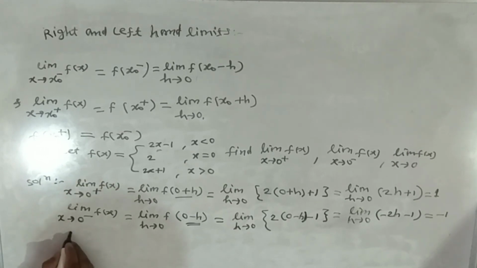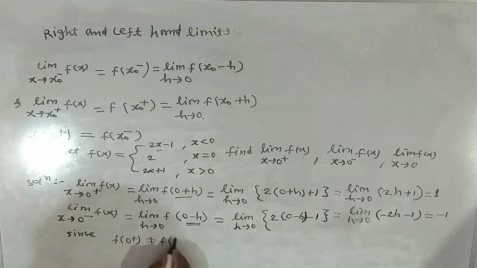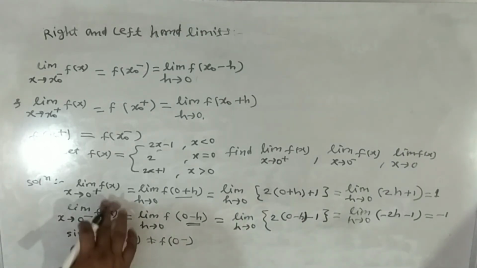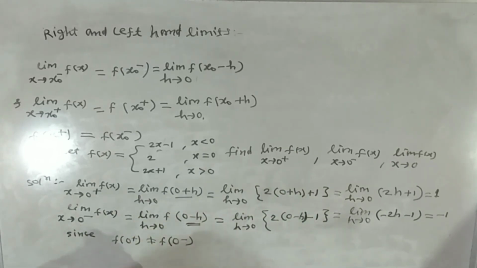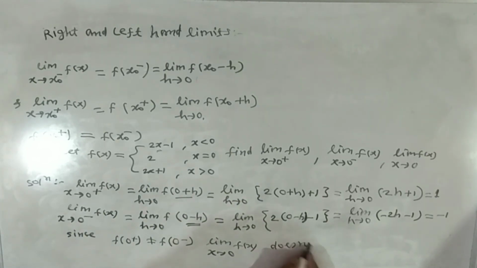And therefore, since f of 0 plus is not equal to f of 0 minus, meaning the right hand limit is not equal to the left hand limit, because the value of the right hand limit is 1 and the value of the left hand limit is minus 1, the limit of a function f of x as x tends to 0 does not exist. So we have solved this problem.